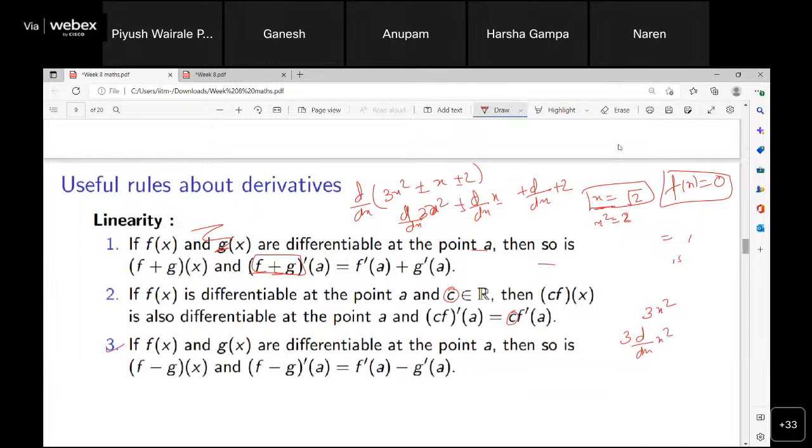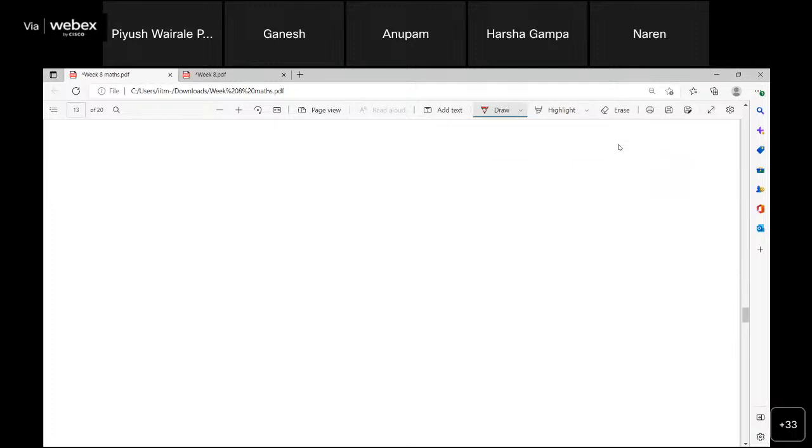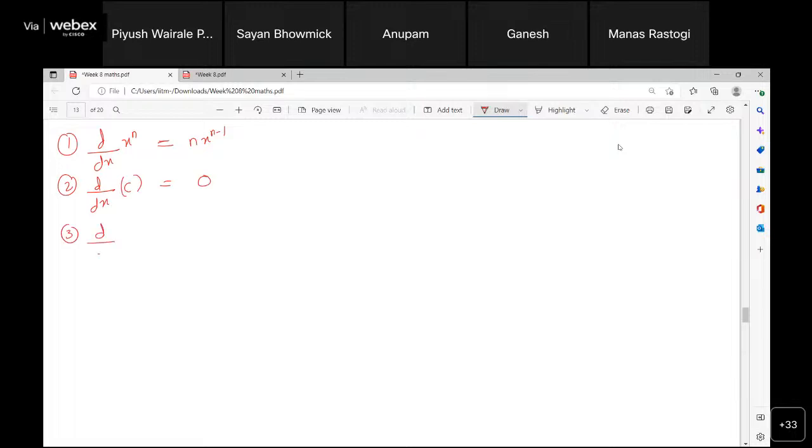But first, you should know the standard derivatives. Tell me, what is the derivative of x to the power n? n x to the power n minus 1. Derivative of a constant number? 0. Derivative of log x? 1 by x. Remember, here it is log to the base e, the natural log.